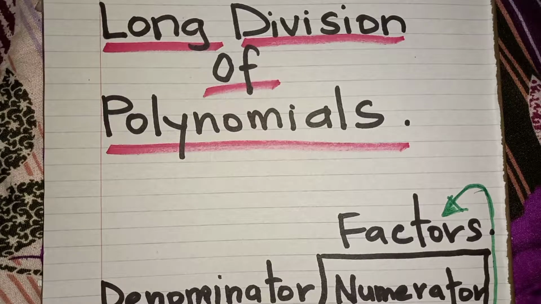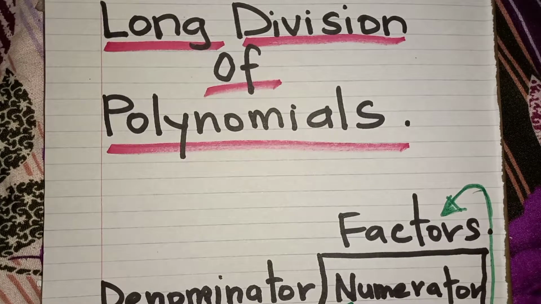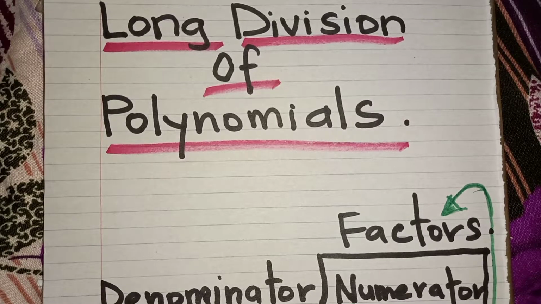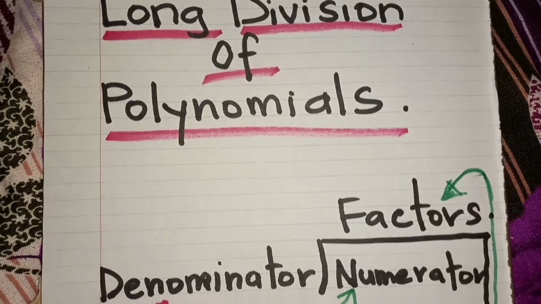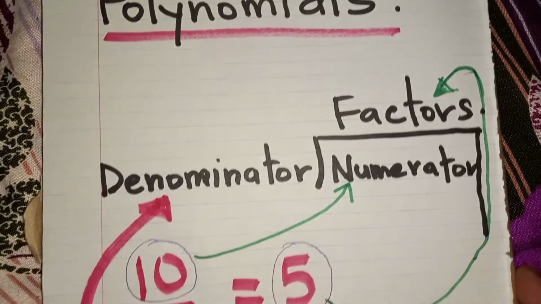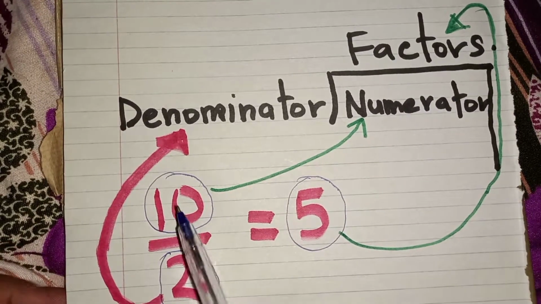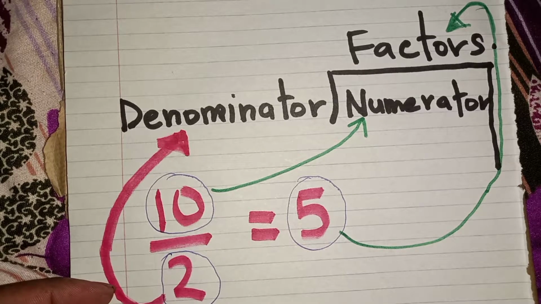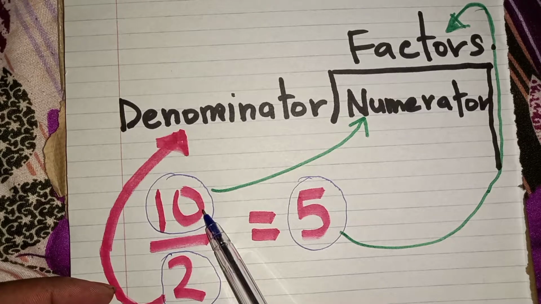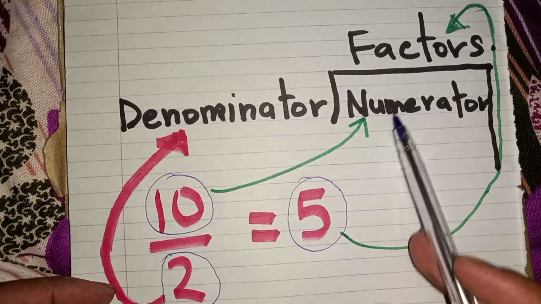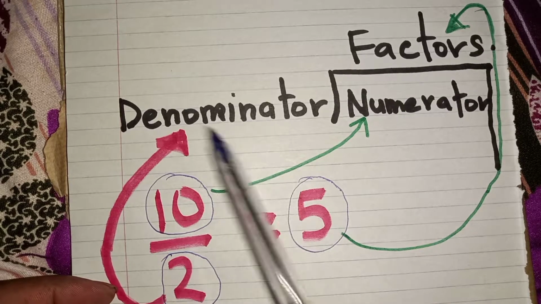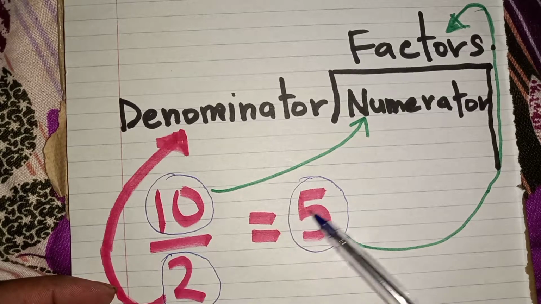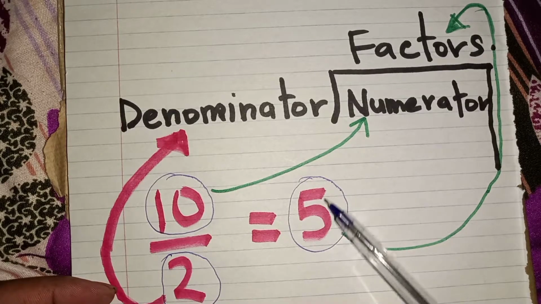Okay, in this video we're going to talk about long division of polynomials. We're going to divide a polynomial by its factor. Now when we talk about division, we normally have a numerator divided by a denominator. So the top part we say it's a numerator. The bottom part is known as the denominator. So when these two are divided, we get a result. The result is known as the factor.